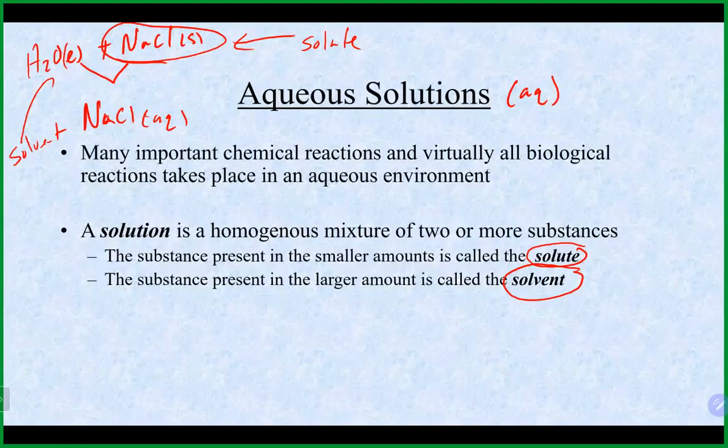If you're not sure what the solute of a solution is, it is always the name of the solution. So here I have a sodium chloride solution. Sodium chloride would be the solute. If I had a potassium nitrate solution, potassium nitrate would be the solute. So the solute is always the name of the solution. And again, the solvent in a lot of cases is water.